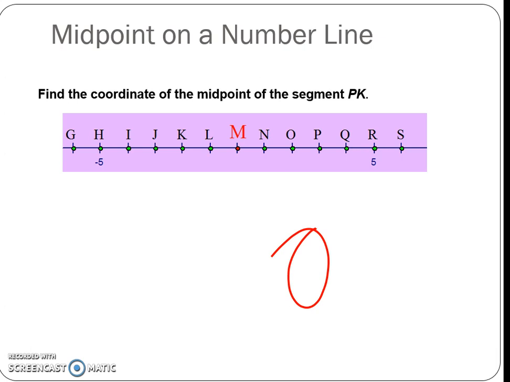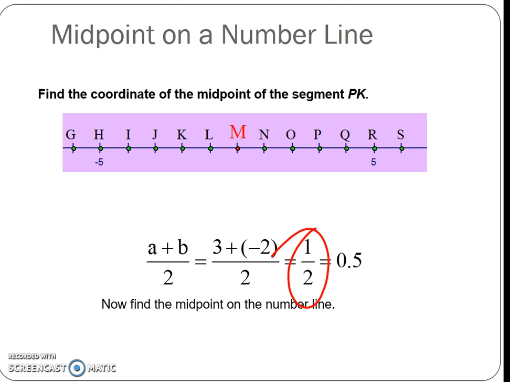Midpoint on a number line. Find the coordinate of the midpoint of the segment PK. So P is right here, K is right here. Where is the midpoint? The midpoint between P and K is right here.